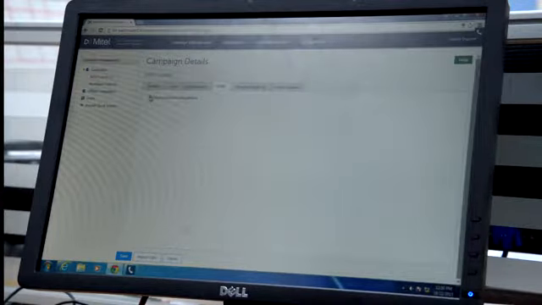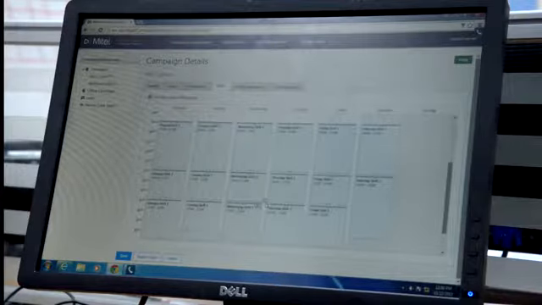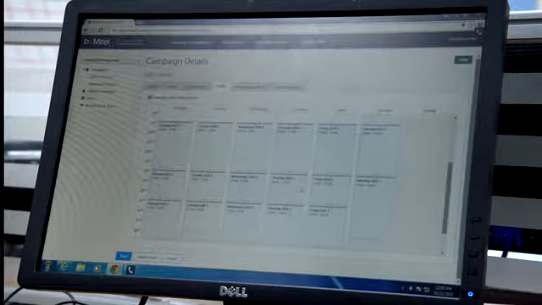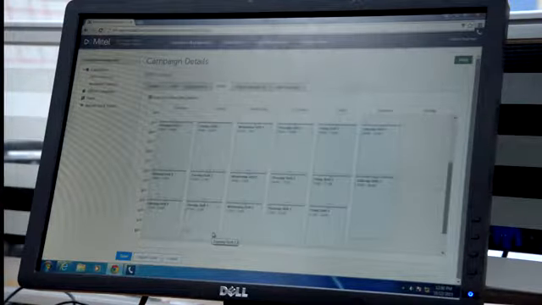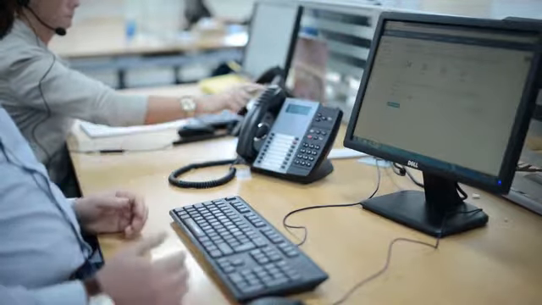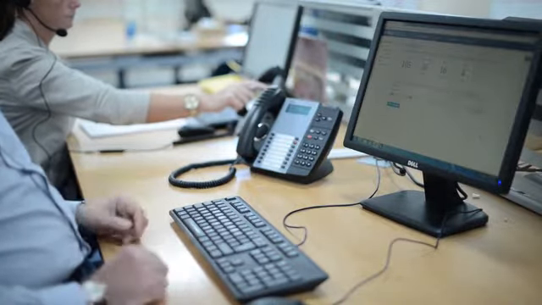I can also change the shift patterns here. So on a per campaign basis, I can set it up so that one campaign will work different shifts to another. But most of the time, I'm likely to find myself looking at these stats so I can get a general overview of how the data is performing and how the staff are performing.